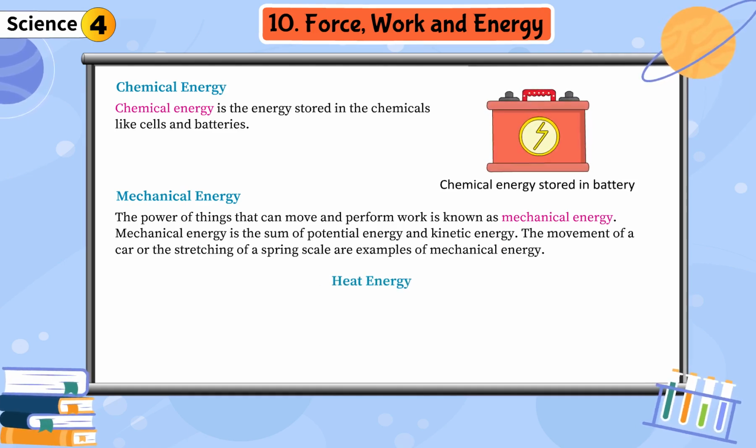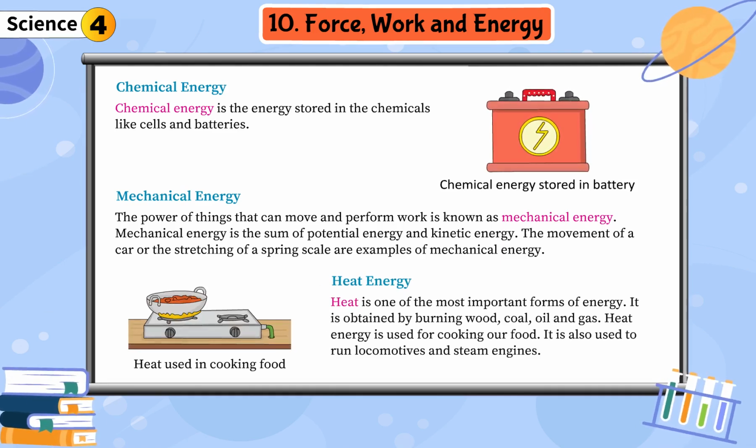Heat energy. Heat is one of the most important forms of energy. It is obtained by burning wood, coal, oil and gas. Heat energy is used for cooking our food. It is also used to run locomotives and steam engines.